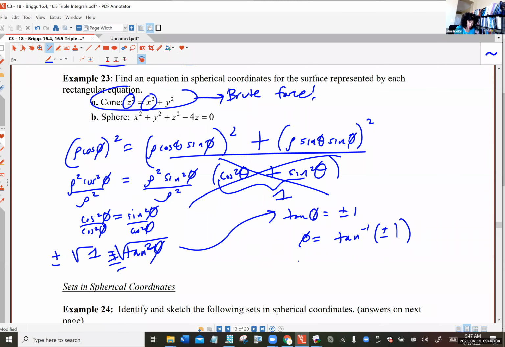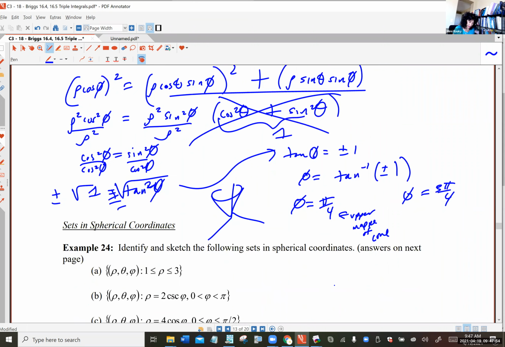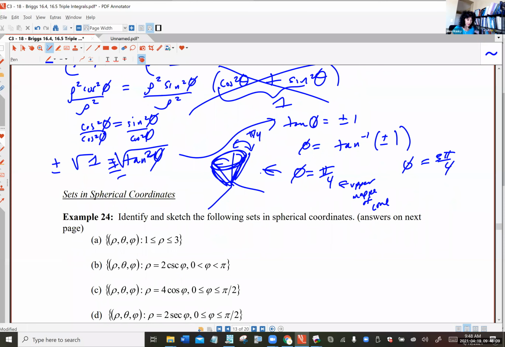Well, there's two choices. Phi could either be pi fourths, and this is the upper nappe of a cone. What do I mean by upper nappe? It looks like this. The upper ice cream cone pointed upwards. And then the arctan negative would give you 3 pi fourths. So I want you to notice here with the pi fourths, all the points that live on this cone are exactly pi fourths distance, angle-wise, if you will, the phi. Remember, phi is the angle that it makes with the positive z-axis.